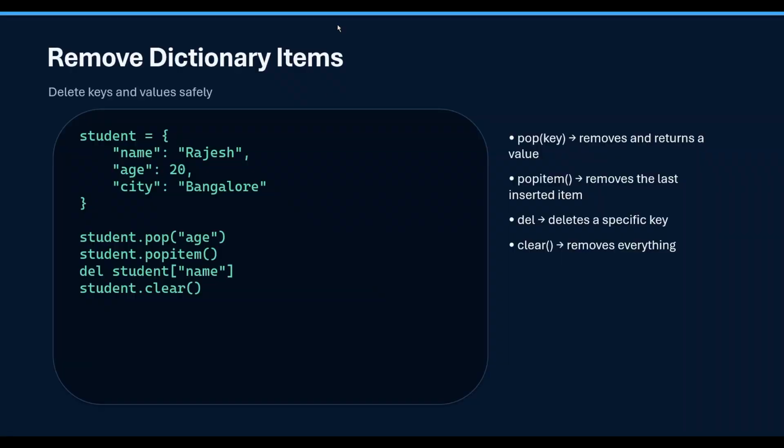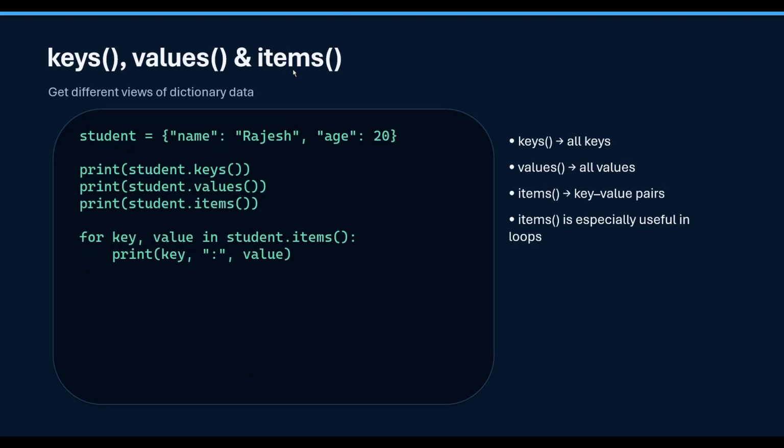So let's come to the slide. Still some methods are there. I want you to try them at home for better understanding. Now let's come to the next slide. So now we are going to see our keys, values, and items methods. Now let's come to the code.